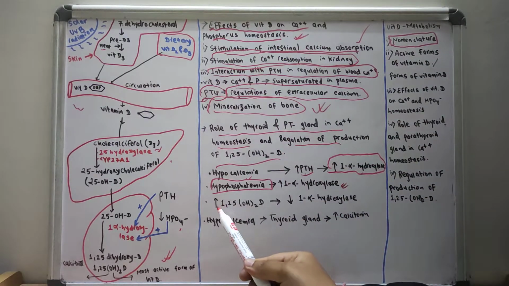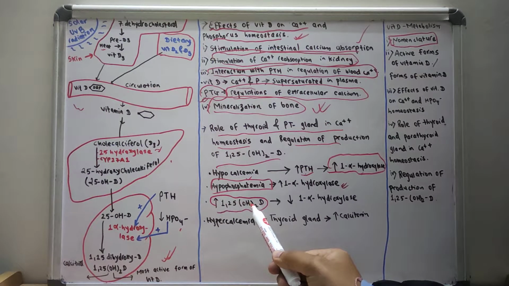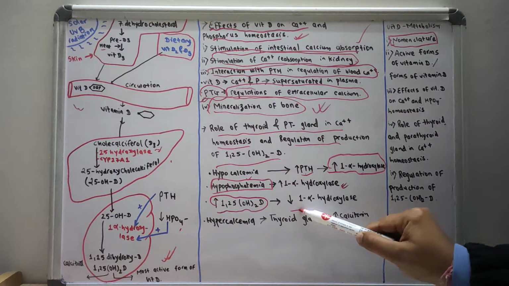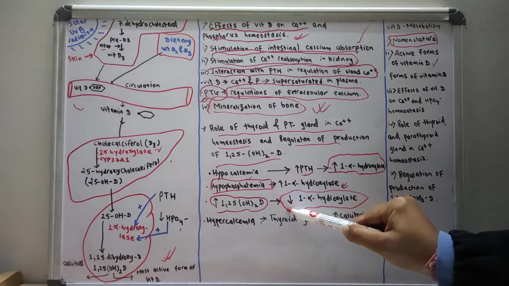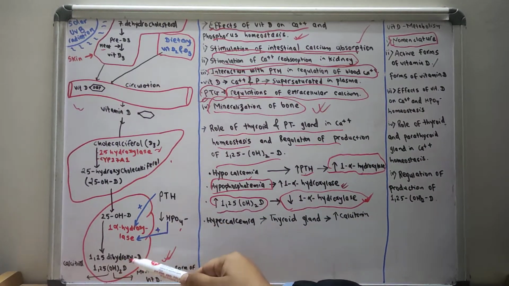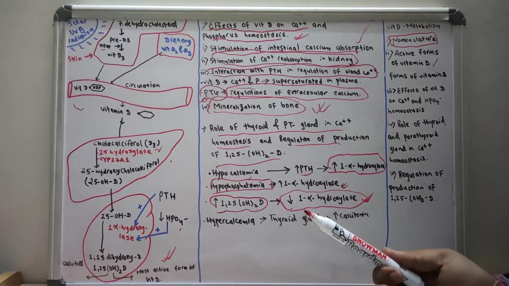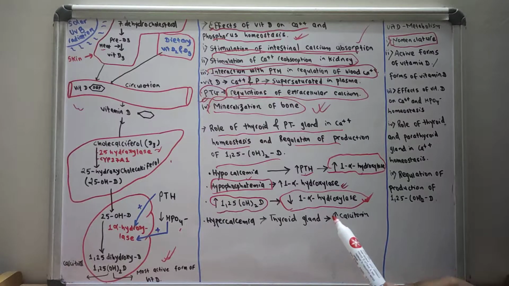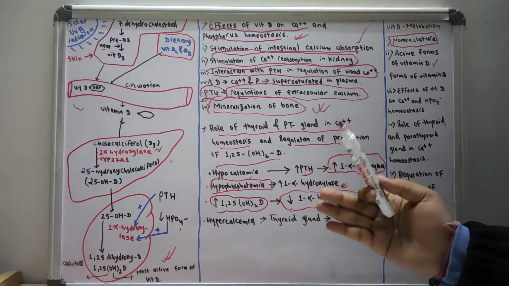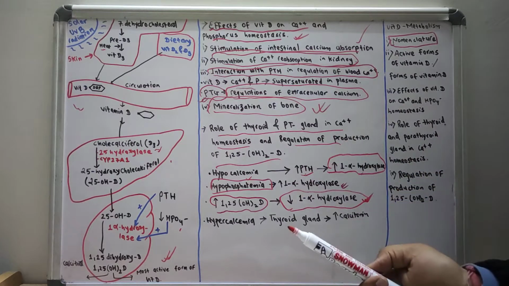So there is one feedback regulation. If there is increased production of calcitriol, 1,25 dihydroxy vitamin D, then the calcitriol itself inhibits the activity of the 1-alpha hydroxylase enzyme. So if the level of calcitriol is more, it inhibits the 1-alpha hydroxylase enzyme itself, so that more production of calcitriol will not take place. We talked about hypocalcemia, we talked about hypophosphatemia, we talked about the increased level of calcitriol.